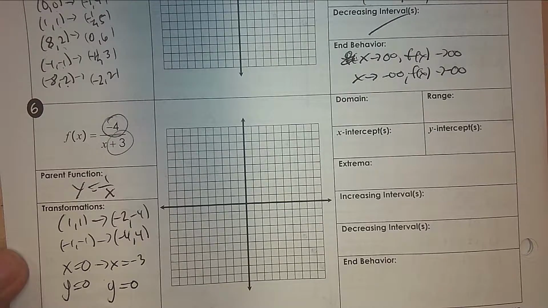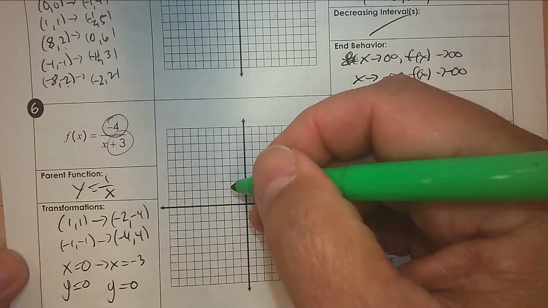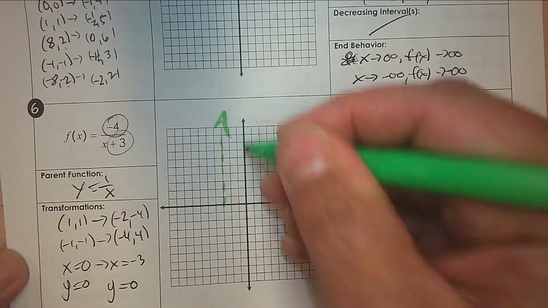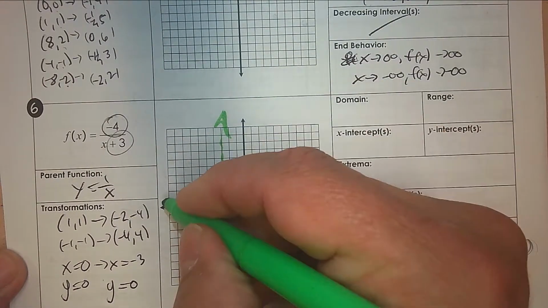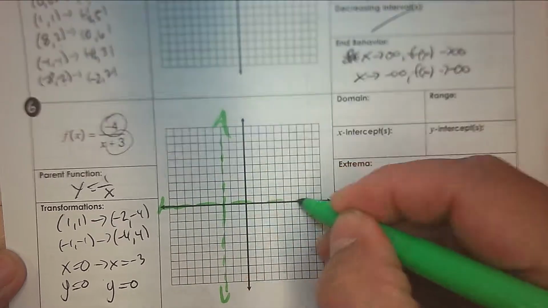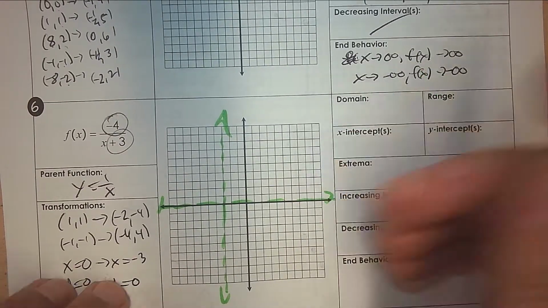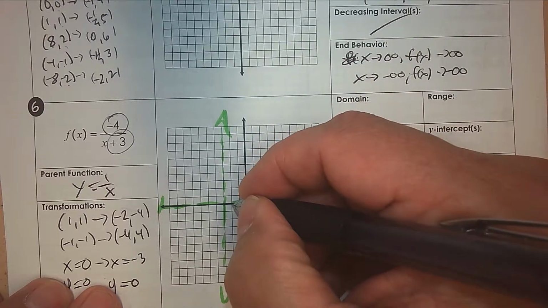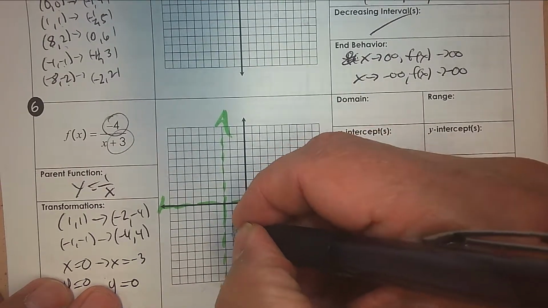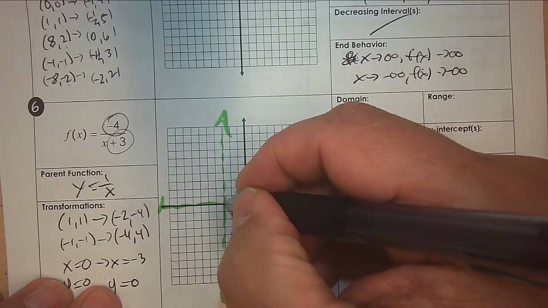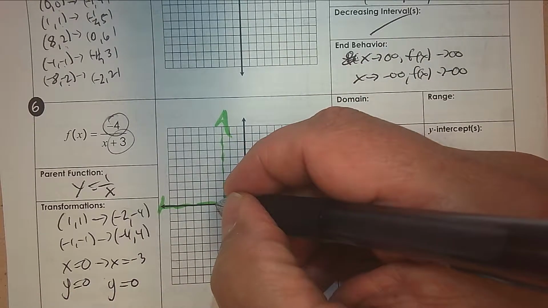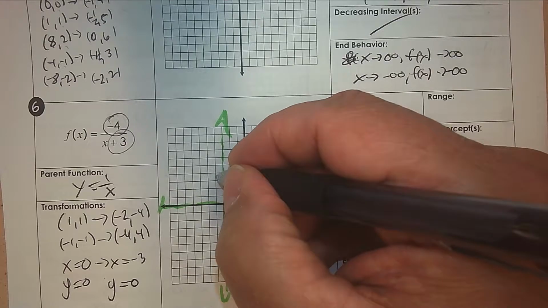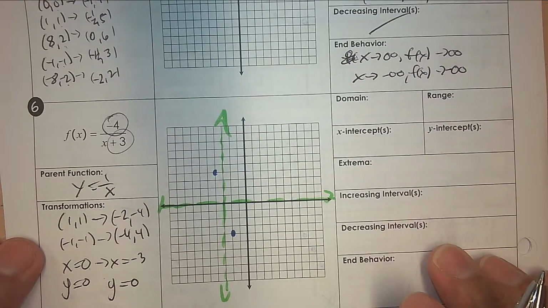So I'm going to put colors down. So at negative 3, we have an asymptote. And at y equals 0, we have an asymptote. I'm going to plot negative 2 and negative 4. I'm going to plot negative 4 and positive 4. So I have 2 points to go from to curve through.